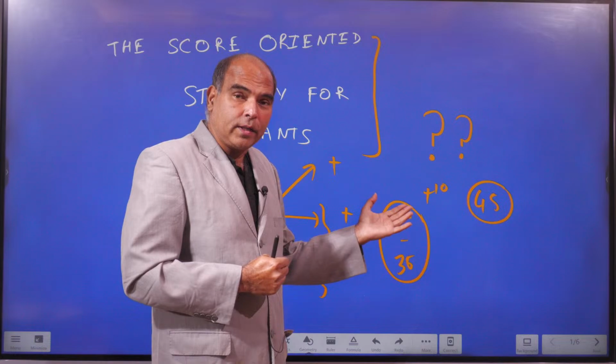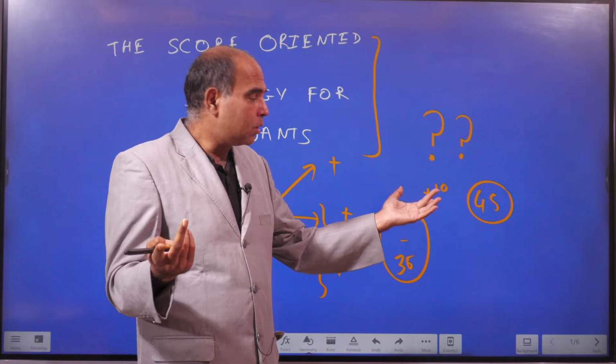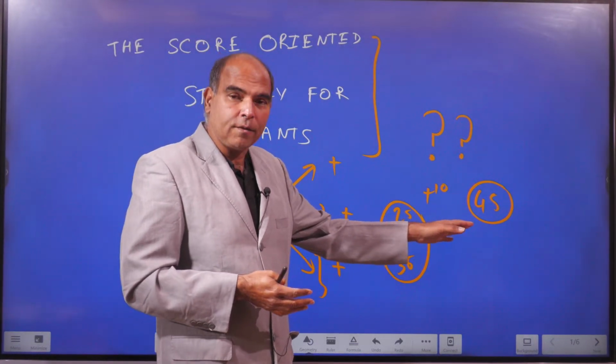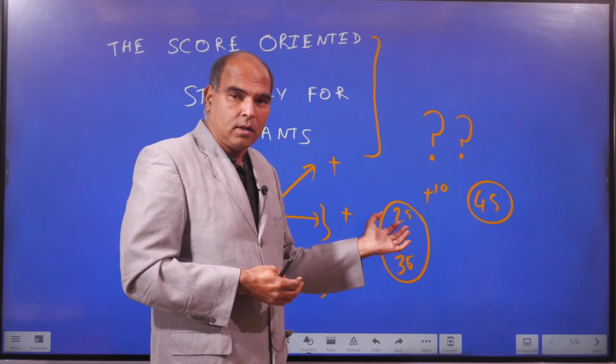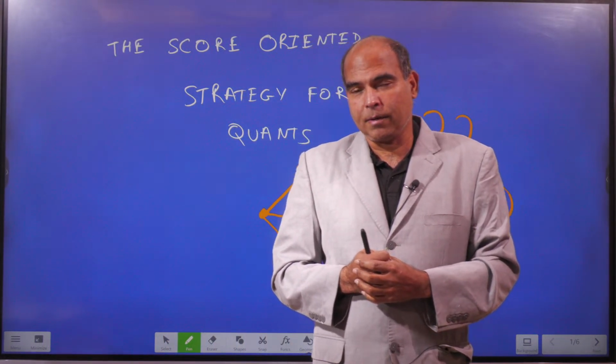In a CAT 23 kind of paper, you need to be solving 15, 16 questions correctly, maybe a couple of errors, so that you get 48 minus 2, 3 marks, so you are still at 45. So 16 questions correctly should get you to 100 percentile in a CAT 23 kind of paper.